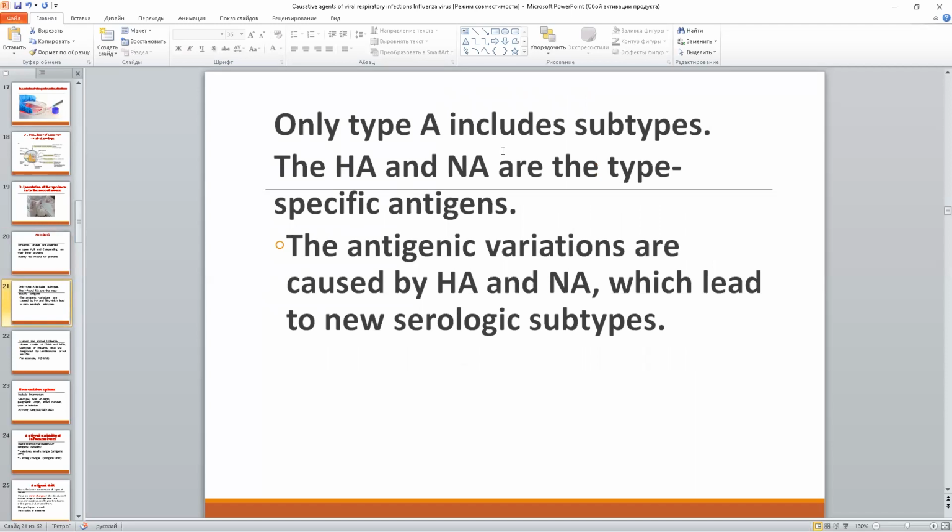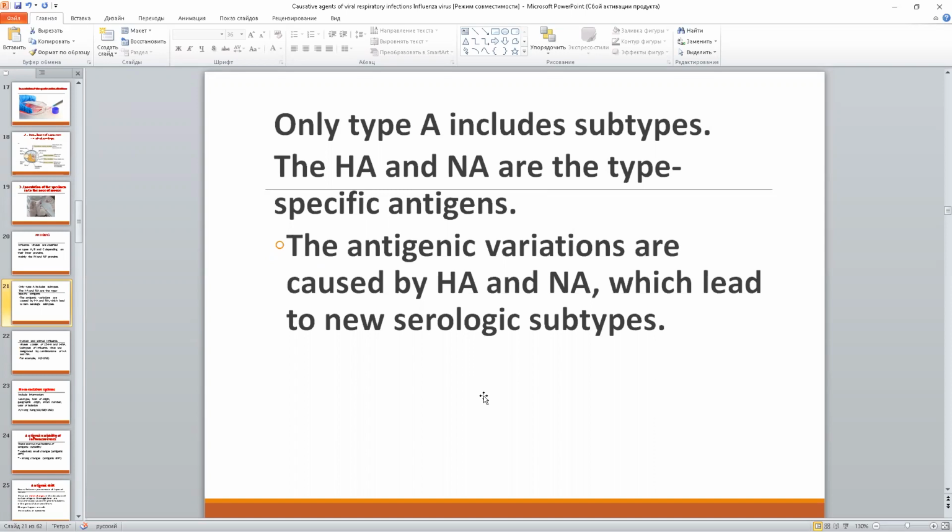I hope you know from bacteriology, if strains of some species of bacteria differ by antigenic property, they are named serovariants, serological variants. And if there are many serovariants, they are joined in serogroups. Like if you remember, Leptospira, for example, approximately 27 serogroups include 200 serovariants. Salmonella, more than 67 serogroups, includes 2,500 serovariants, and so on.